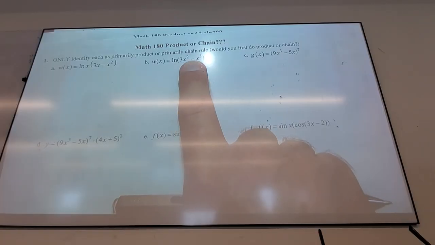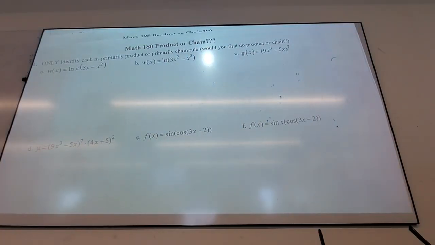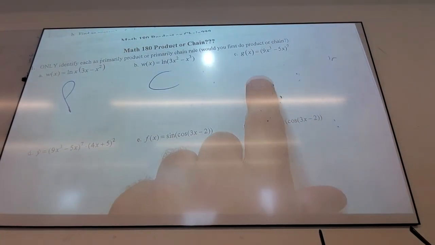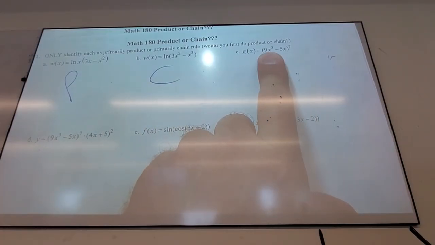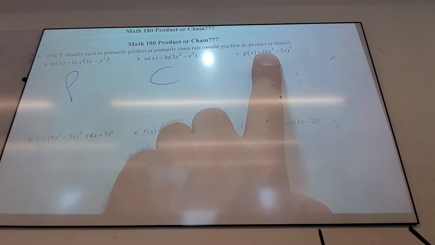This has stuff inside of a natural log. Nothing else is going on. That's immediately chain. So this is product, this is chain. What about part C? Part C is very, very obviously, hopefully, chain.